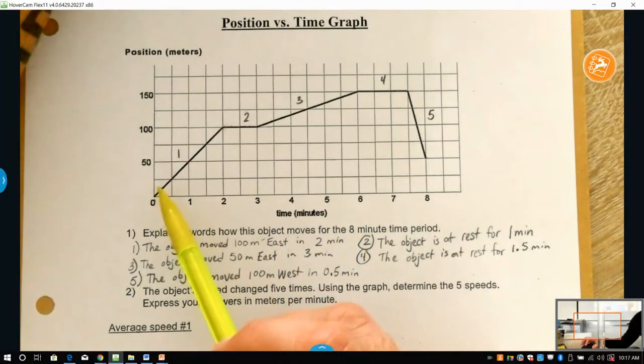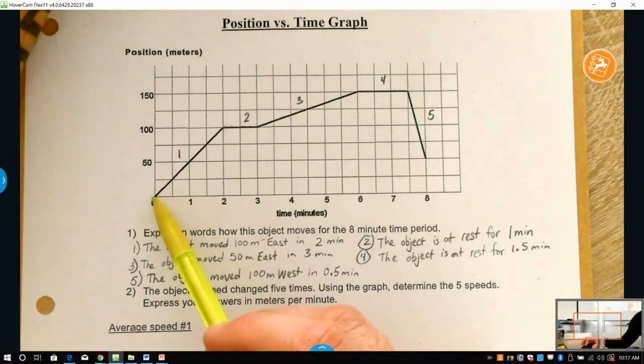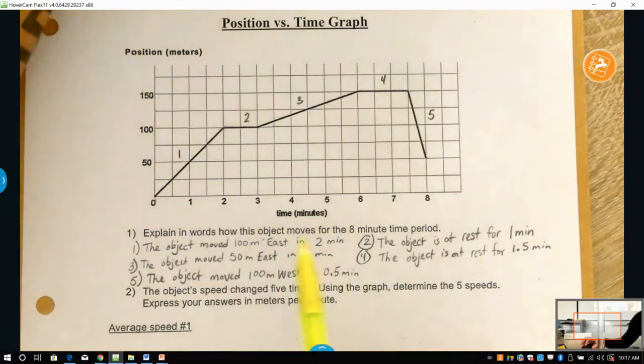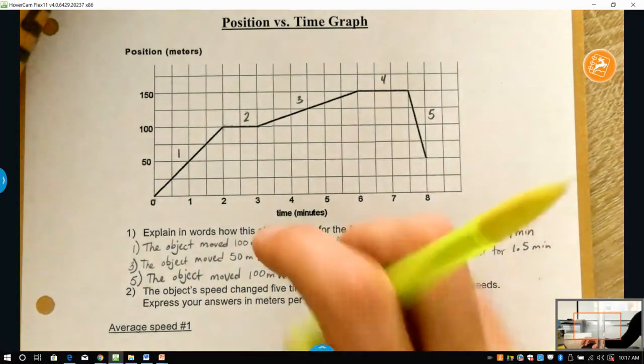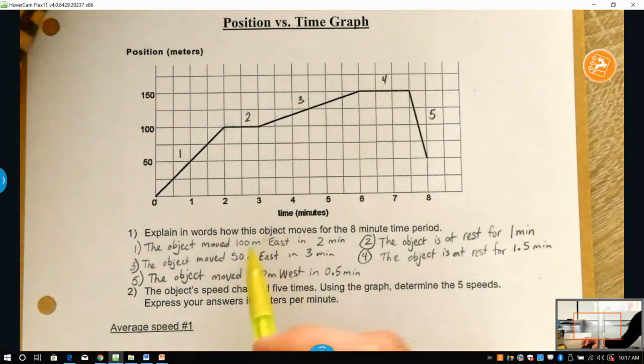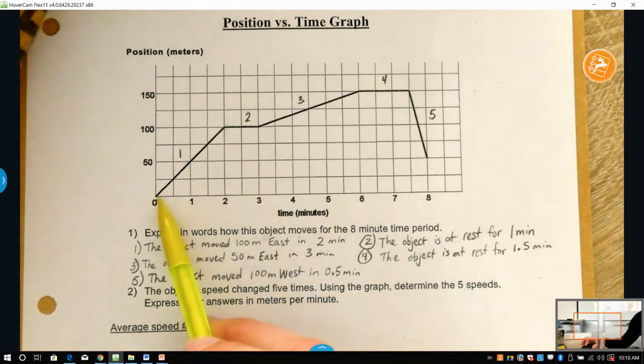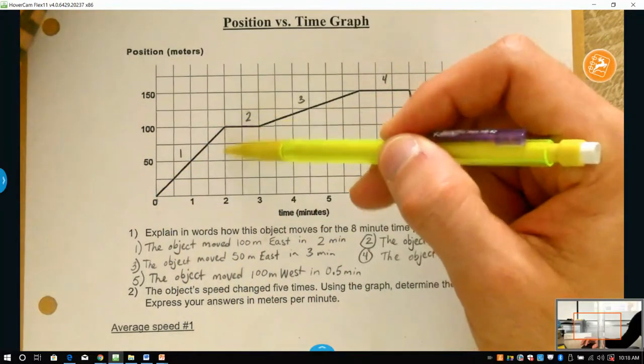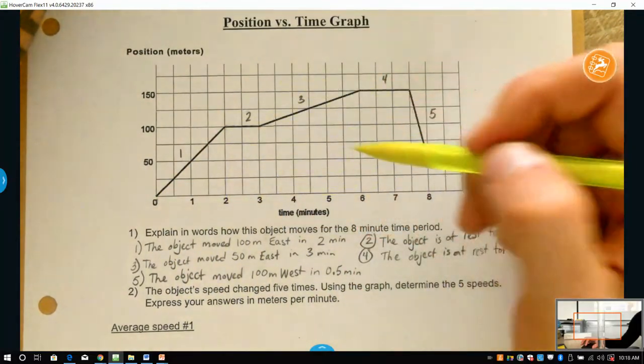So in part one, we moved from 0 to 100 meters. So we moved 100 meters, and you want to indicate a direction. Moved 100 meters east, or you could have said 100 meters north or positive. And how long did it take us? Well, 0 to the end of line segment 1 is 2 minutes.